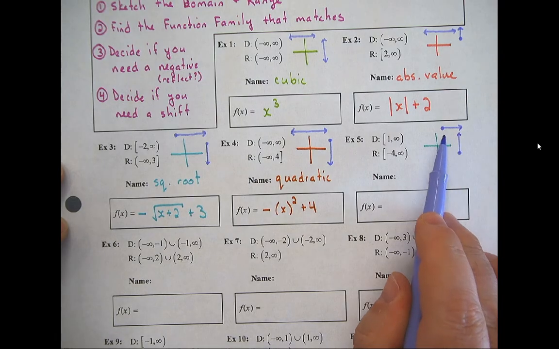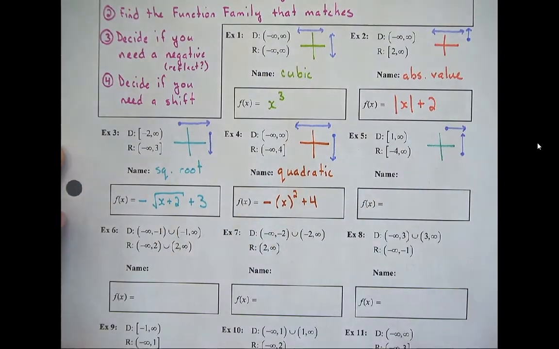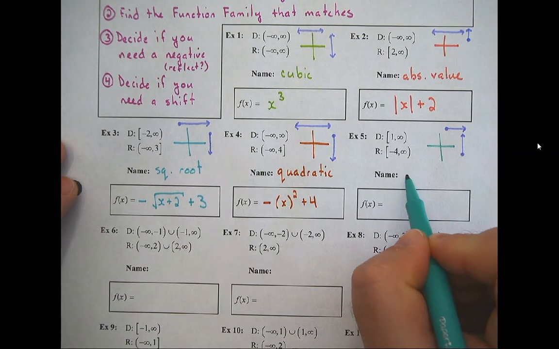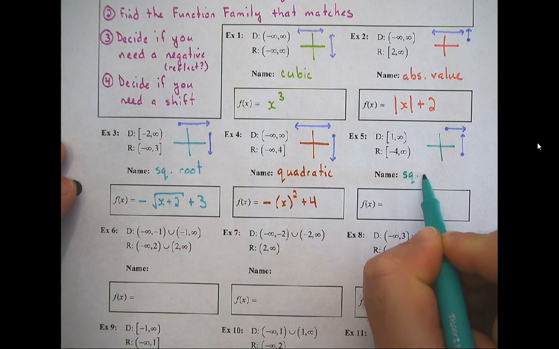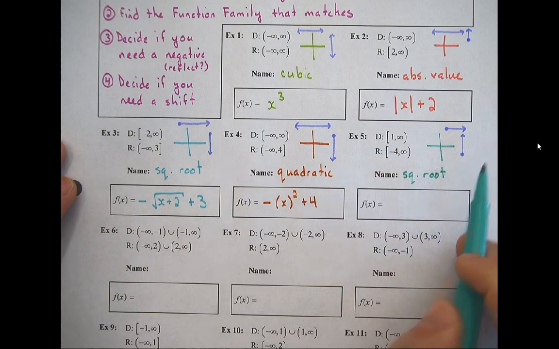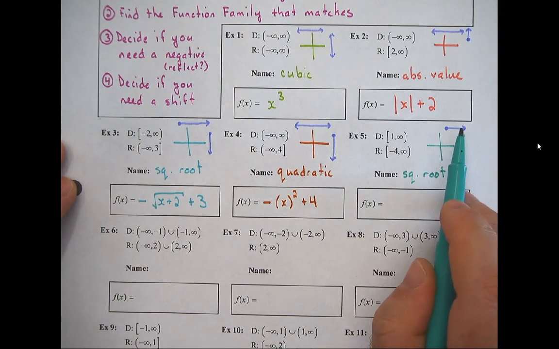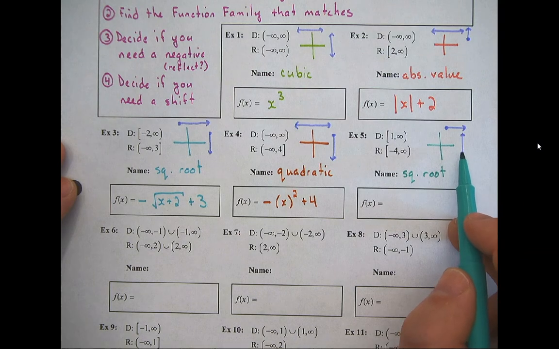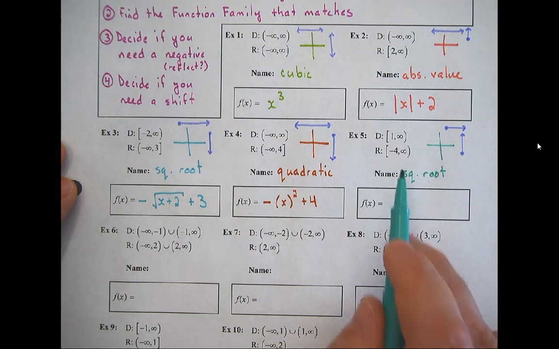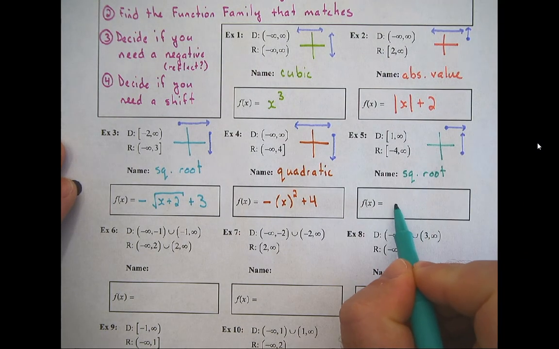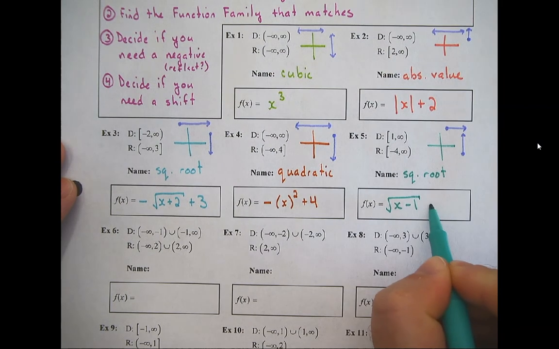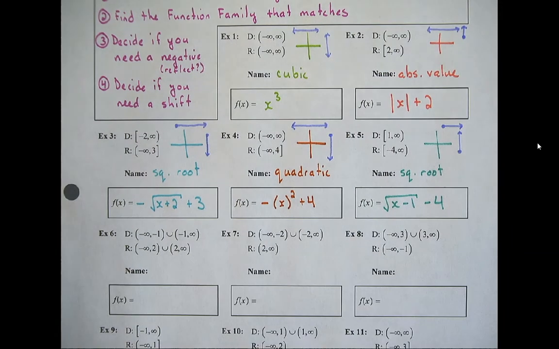So I need a graph that only points one direction for domain. Game over. I know what that is. That's a square root again. So this is the square root family. This time my range is pointed upward, just like the parent function, so I don't need to reflect. I do need to shift, though. I need to shift forward on the x. That's going to be an x minus 1. And I need to shift down in the y, so that's going to be a subtract 4 at the end.